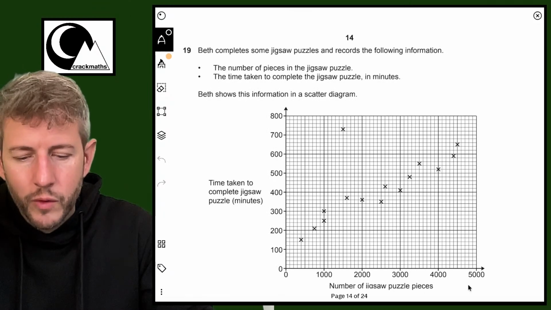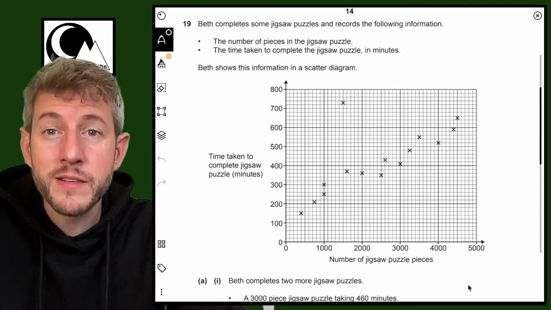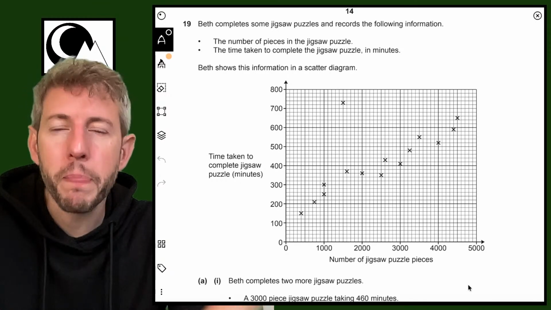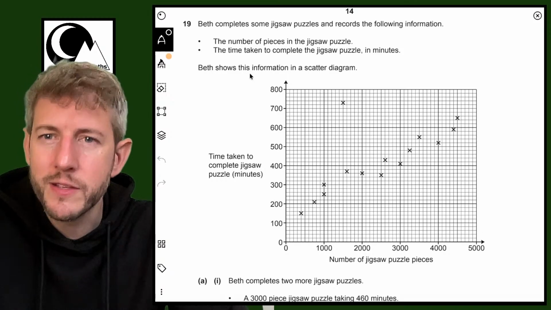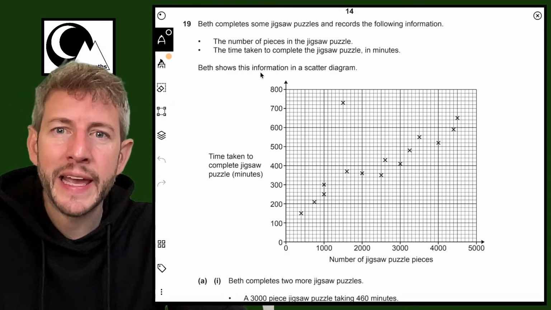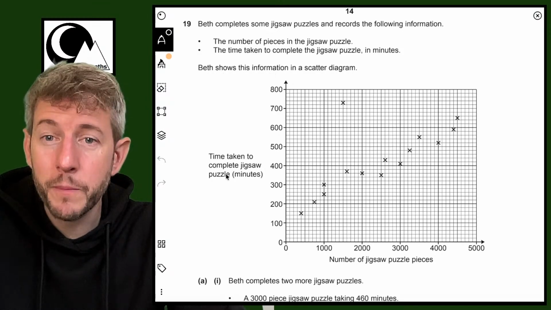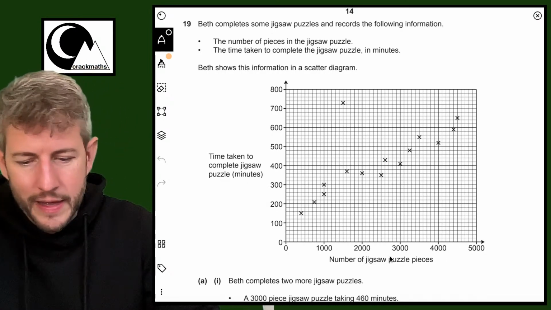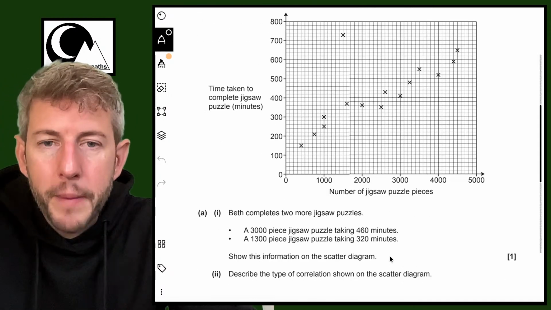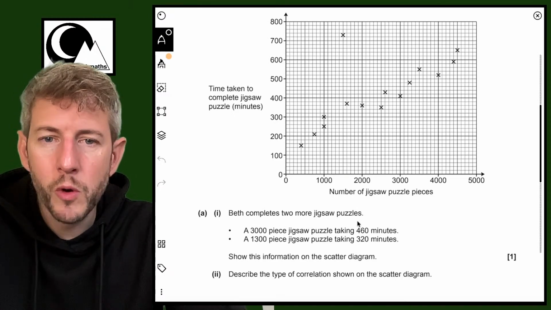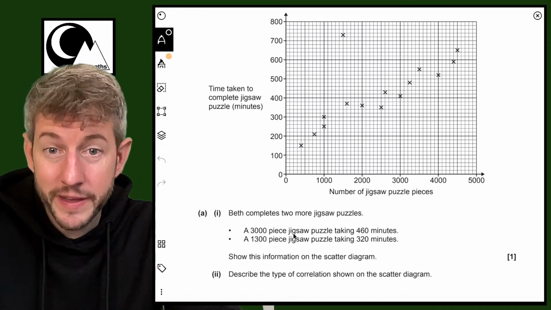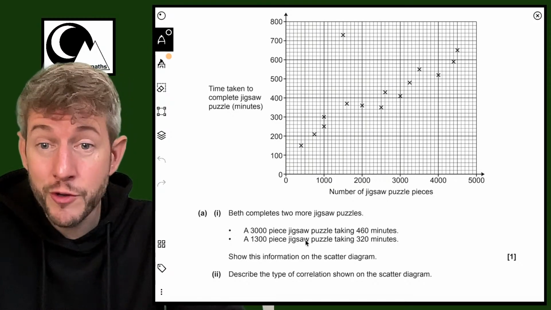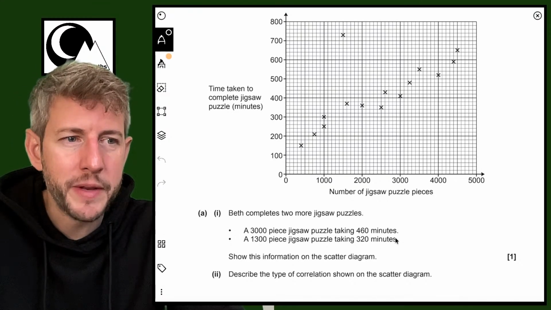Right. Question 19. Beth completes some jigsaw puzzles and records the following information: the number of pieces in the jigsaw puzzle, and the time taken to complete the jigsaw puzzle in minutes. Beth shows this information in a scattergram. Time taken to complete the jigsaw puzzle. Okay. Number of jigsaw puzzle pieces. Right, I can see this. Okay, Beth completes 2 more jigsaw puzzles. A 3,000 piece jigsaw puzzle, which takes 460 minutes, and a 1,300 piece jigsaw puzzle taking 320 minutes.